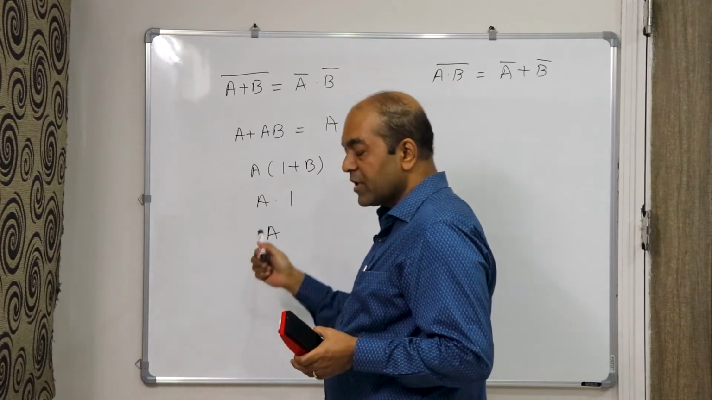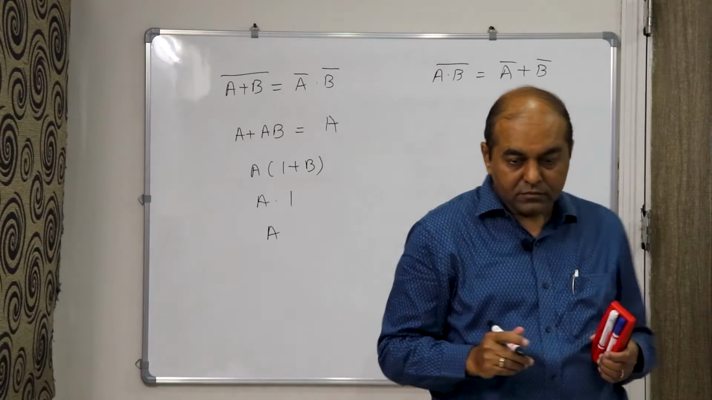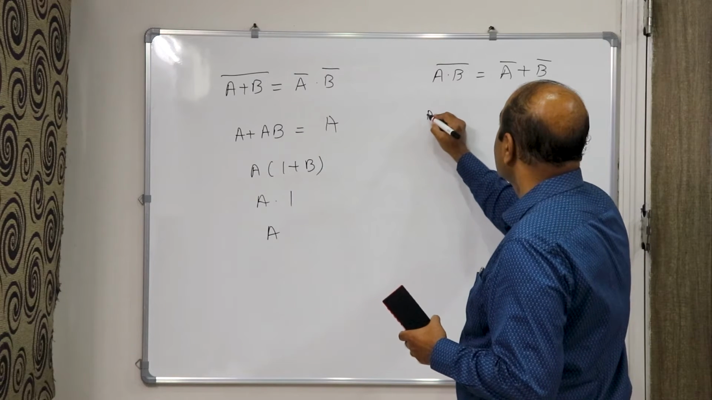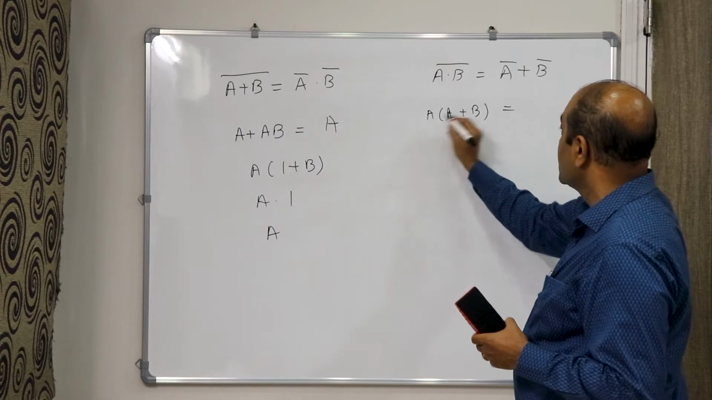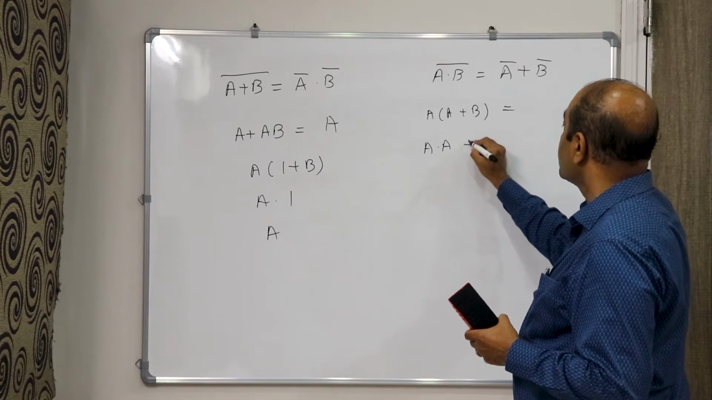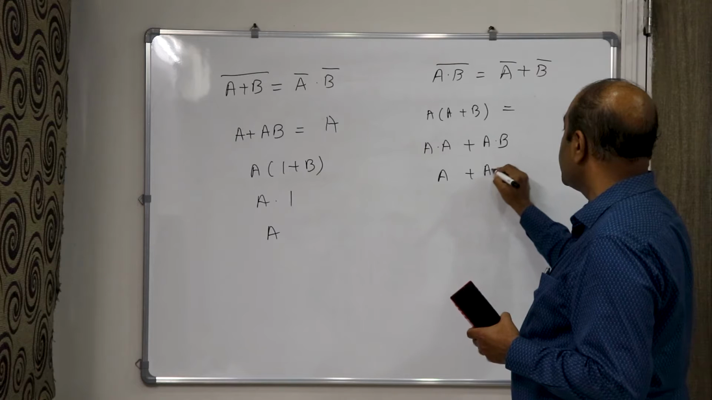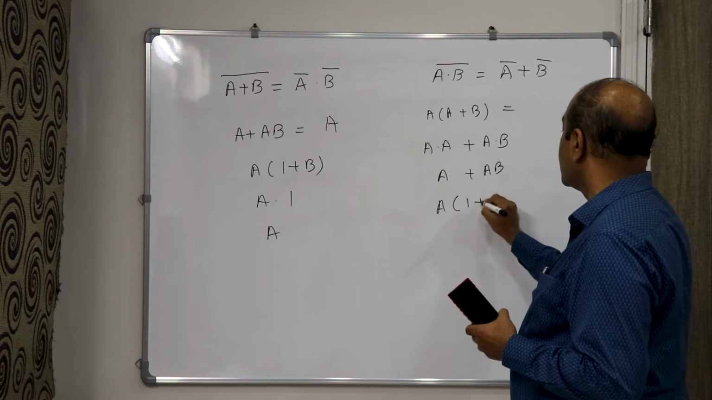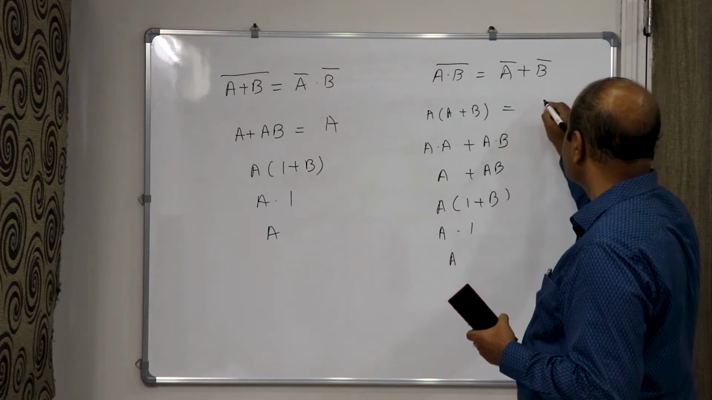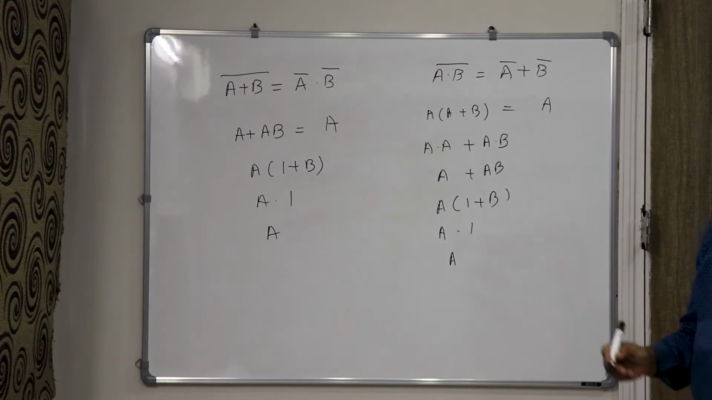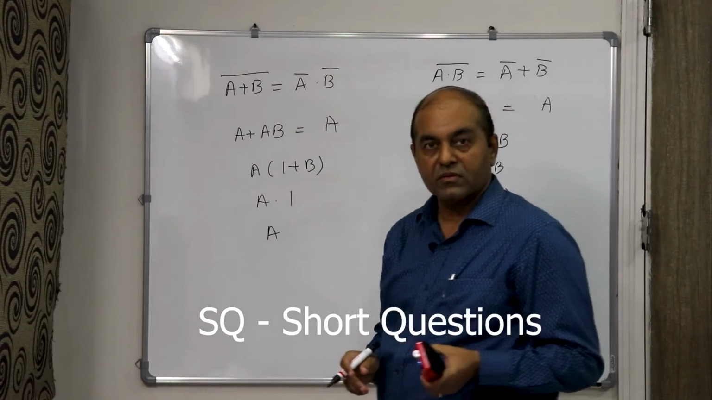And A dot 1, that is A. So this rule is very useful. Copy down properly. A dot (A plus B). So that is A dot A plus A dot B. A dot A, that is A, plus AB, A common, 1 plus B again. So A dot 1, and finally it is A. Normally this type of question is asked in the SQ section, okay, for 1 mark.